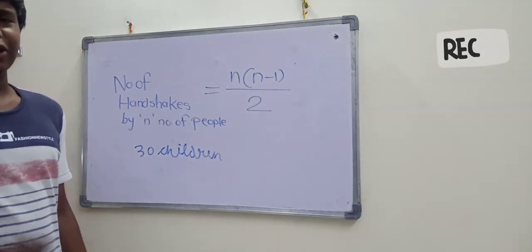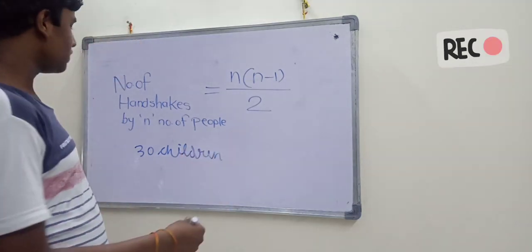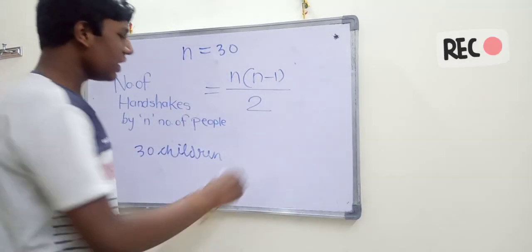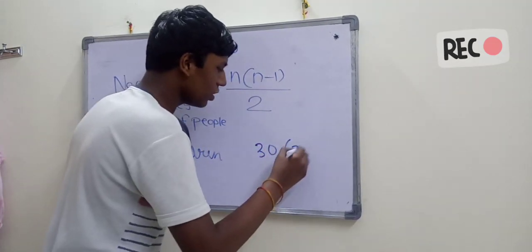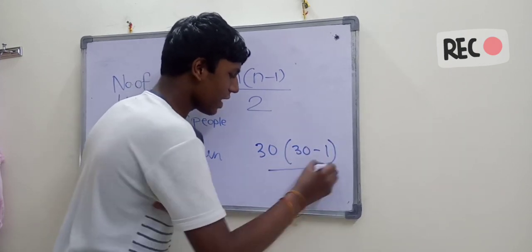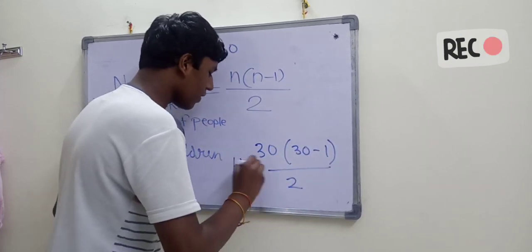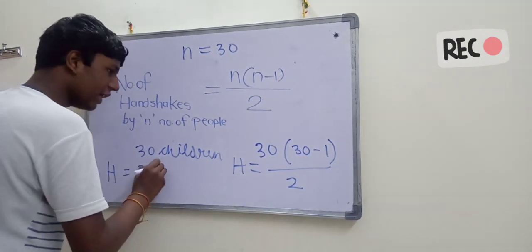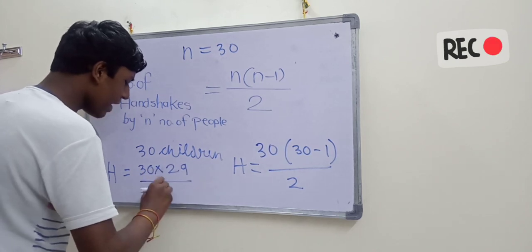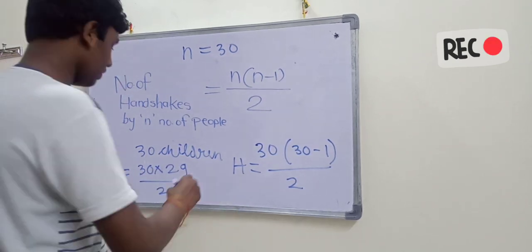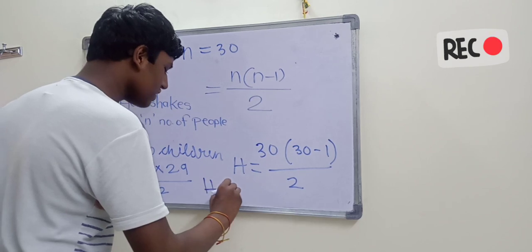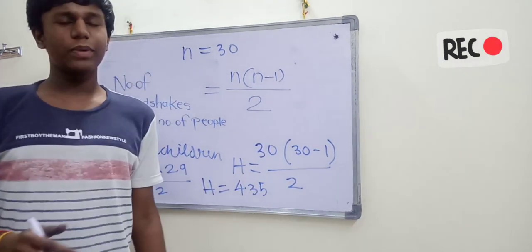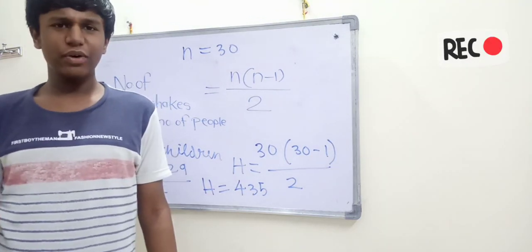Now in place of n we need to put 30, so 30 into 30 minus 1 by 2 would give us the number of handshakes. So the number of handshakes is equal to 30 into 29 by 2, and so we would be getting the number of handshakes as equal to 435. So there would be total 435 handshakes.